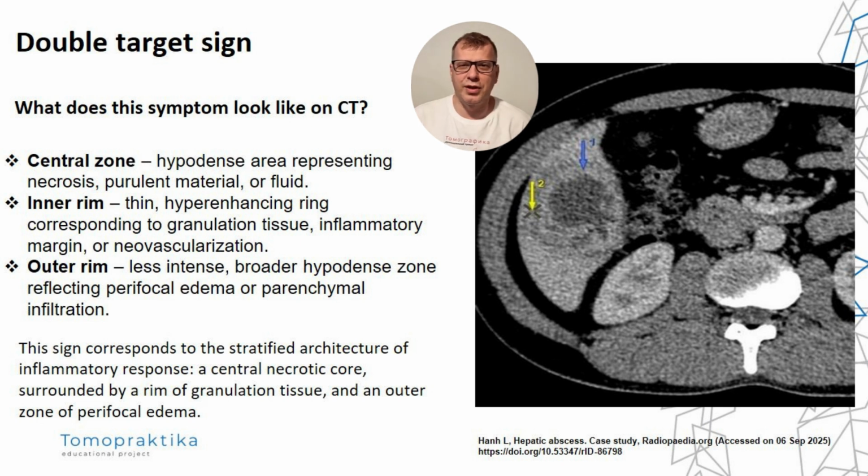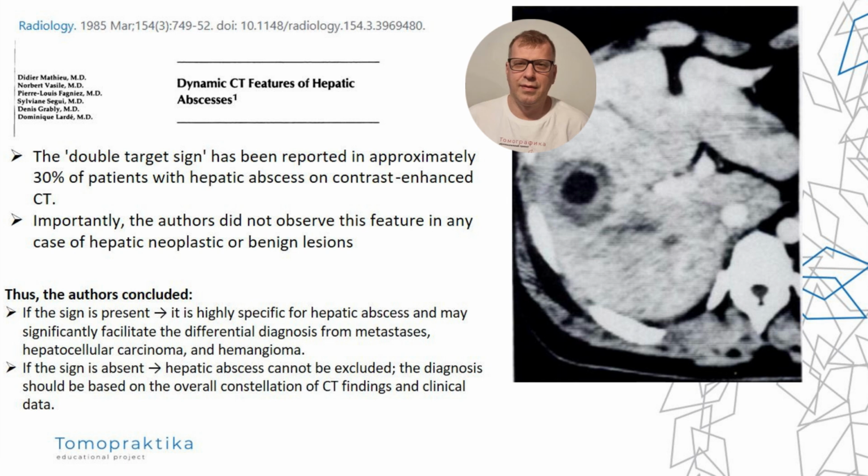Here on the image, as you can see, the low density center is very clear. Then, indicated by the blue arrow, is the enhancing inner rim. And finally, marked with the yellow arrow, you see the wider outer halo of edema.